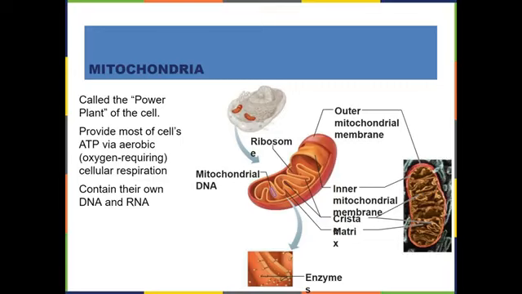It's interesting to note that they contain their own DNA and RNA, and it is believed that both mitochondria and chloroplasts, which we'll talk about later, originated as small prokaryotes that were engulfed or taken in by a larger eukaryote, and they formed a symbiotic, mutualistic relationship with that eukaryotic cell to both absorb light energy for a chloroplast, but also to make cellular energy for the mitochondria.